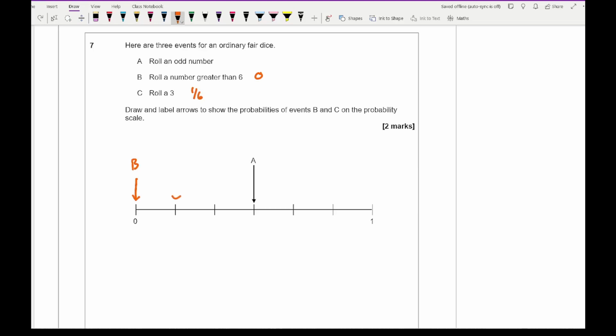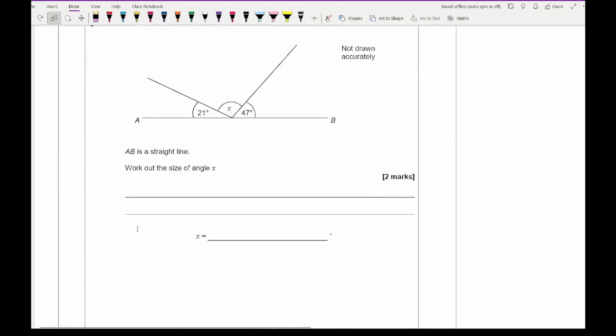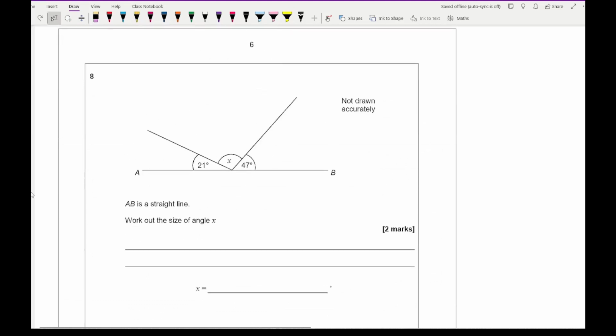So that's going to be here. Then moving on to question 8, it says AB is a straight line and we want to work out the size of angle X. Well, angles on a straight line add up to 180, so I've got to do 180 minus 21 minus 47. Well, 21 plus 47 is 68, so then I've got to do 180 minus 68. And again, let me just not cheat in terms of this. So we've got 112.